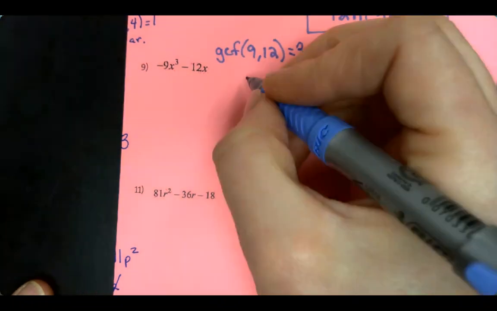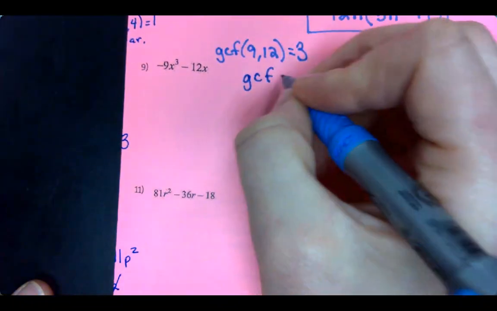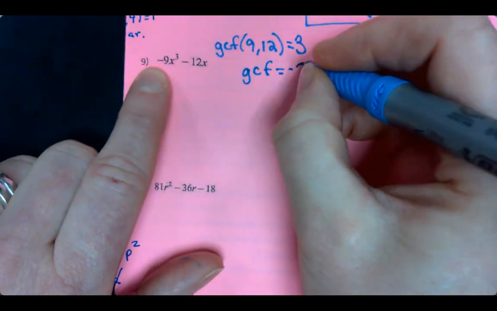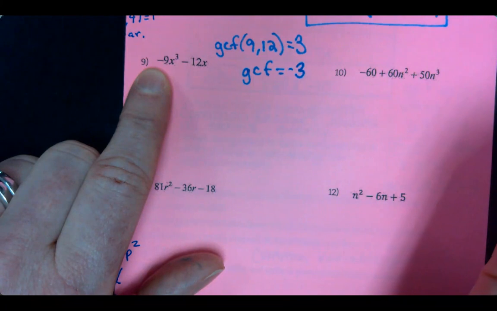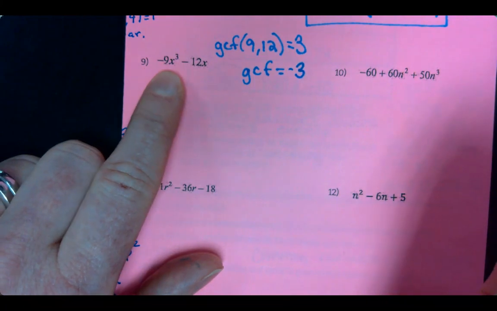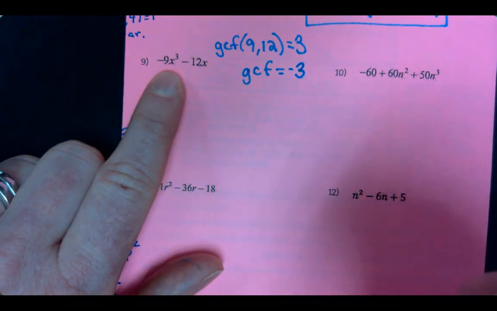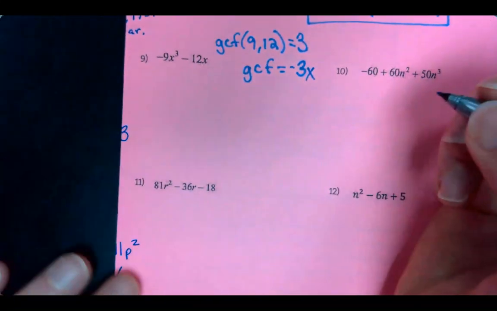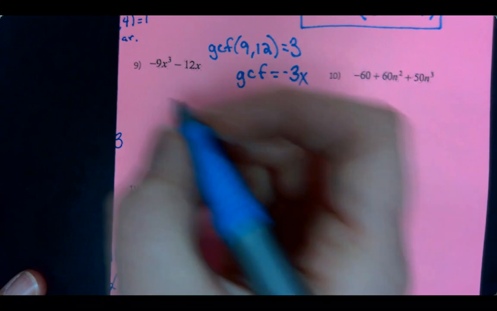So whenever we find our GCF, we have to pull out a negative because the first term has a negative. So it's a negative 3. And then look at our variables. They both have x's, so you take the smaller variable. There's a cubed and there's a first power, so you just take an x. So our GCF is negative 3x.